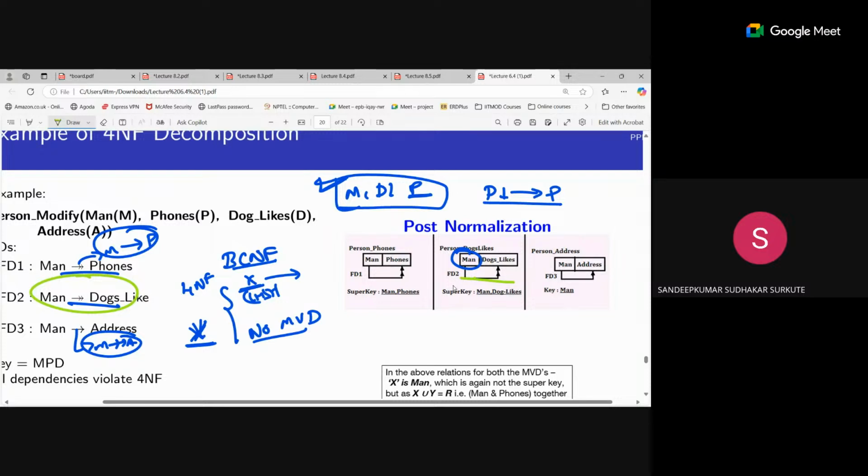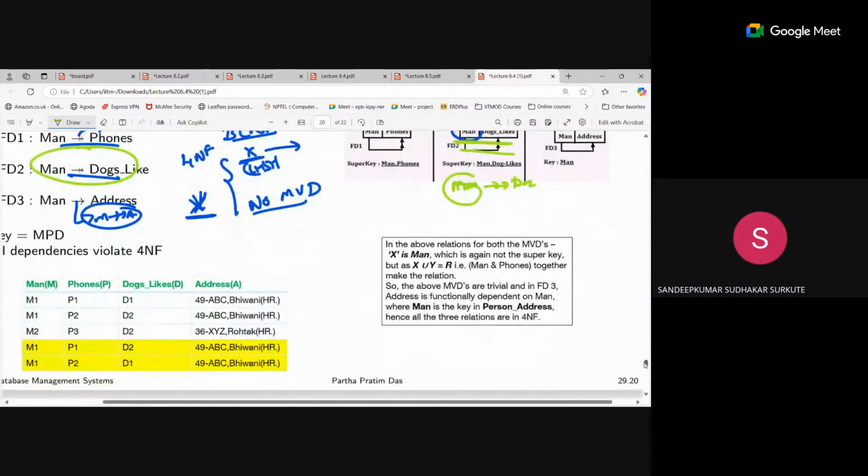Now that also we cannot check because there is no MVD. Multi-determine dogs like, right? Yes. So if there are no FDs, what we are seeing here, the combination will be a super key. But your question is the left hand side is not the key here, right? Combination is a super key. So that's okay. Basically this relation is nothing but a key.